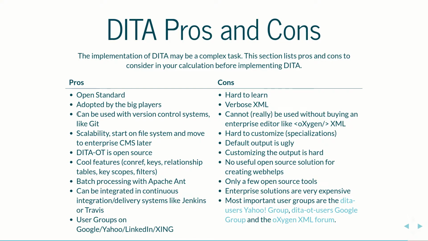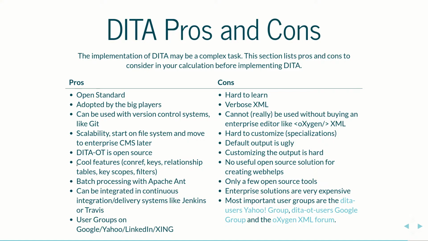You can use your DITA files in version control systems like Git. It's very scalable. You can start with a very small environment without any specializations and move later on to an enterprise CMS system if you want. The DITA Open Toolkit is open source. That means the only tool you have to buy is the Oxygen editor or another DITA editor. That means you can start with a very low amount of money.